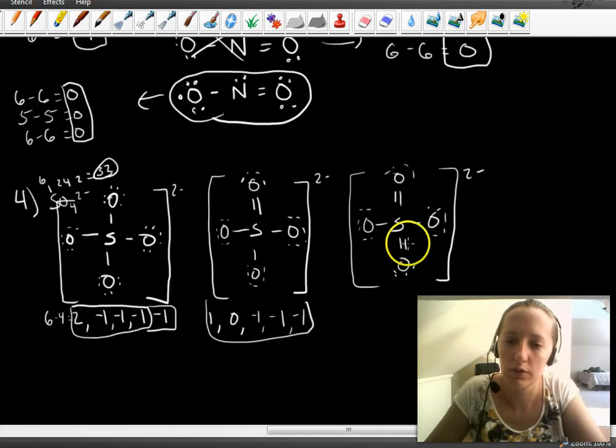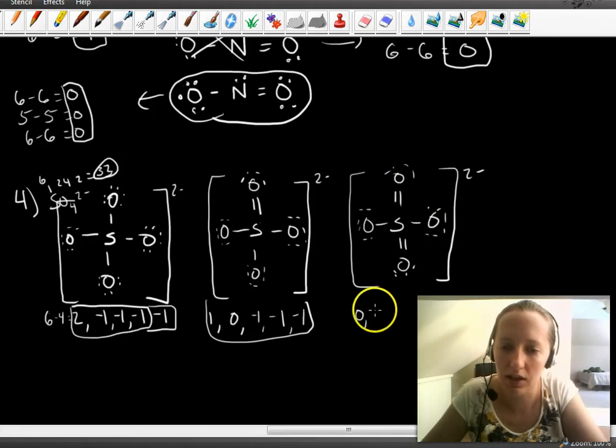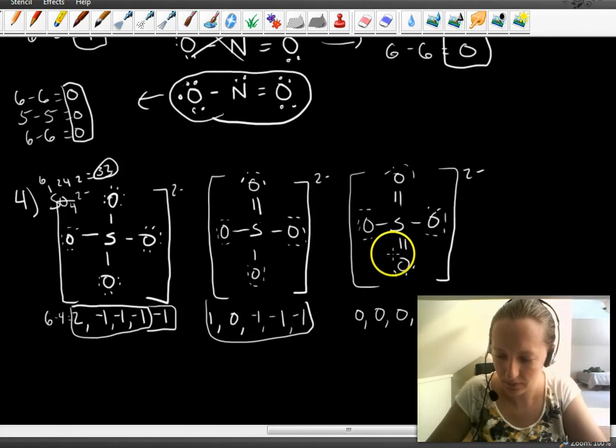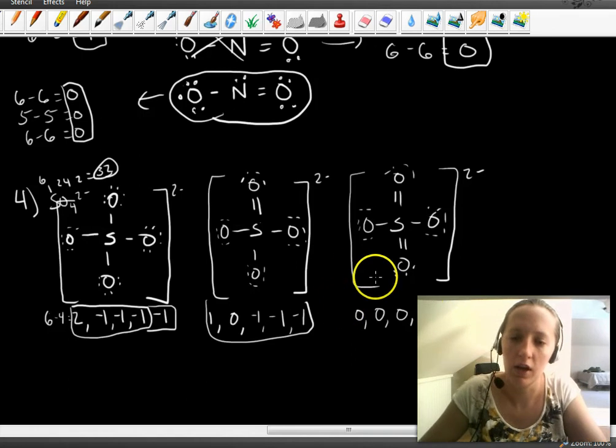And for the third one, we've got sulfur with 6, so that's a 0. And the double bonded oxygens each have 6, so that's a 0 and a 0. And your single bonded oxygens, you've got the -1s again.